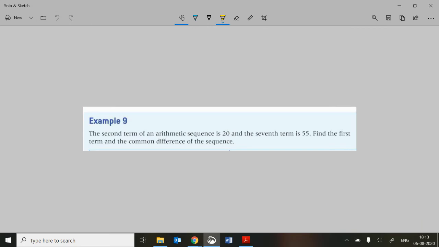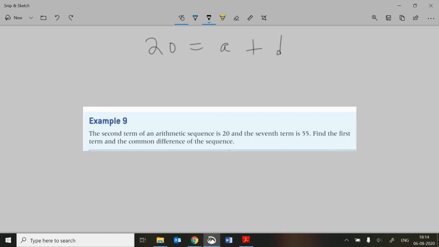Okay, example number 9. The second term of an arithmetic sequence is 20, and the 7th term is 55. So it looks to me like we're going to get simultaneous equations in this case. U2 is going to be equal to 20, which is the first term plus n minus 1 lots of D. But of course, the second term only has one common difference. Remember, our terms are A plus D, A plus 2D, and so on. So our second term is A plus D.